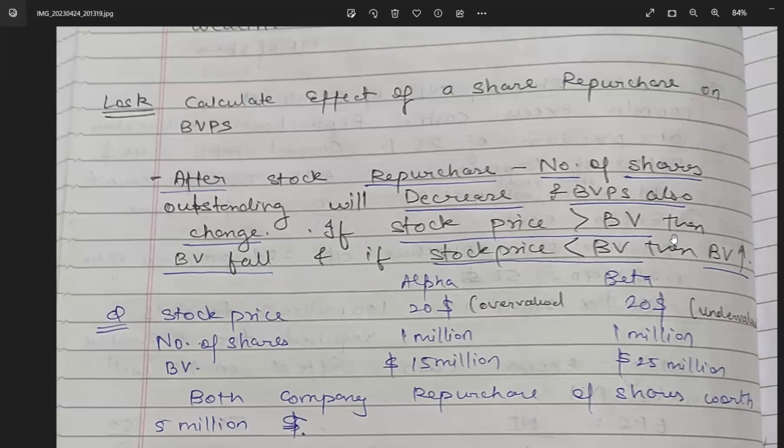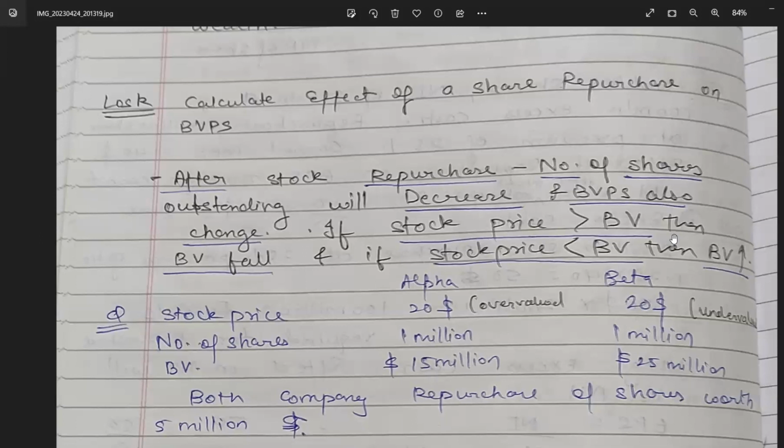Here I'll explain the concept of this. Suppose the repurchase is going to take place like this: you want to buy back a share from the market. If the stock price is greater than the book value, then we are buying our own shares at a premium.